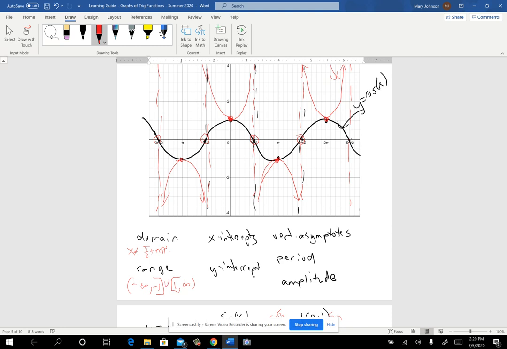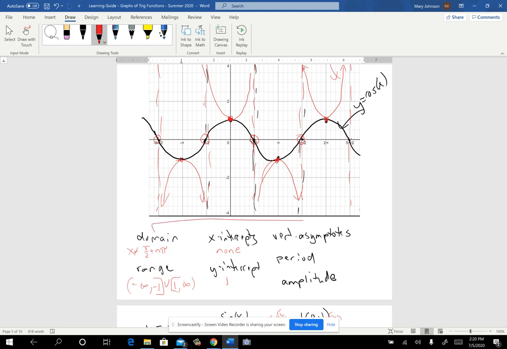Our x-intercepts, there aren't any. No, we're not looking at the black graph, we're looking at the red graph. It does have a y-intercept though. See how the y-intercept is at 1? Because the cosine has a y-intercept at 1. Okay, and that matches. All right, we had vertical asymptotes.